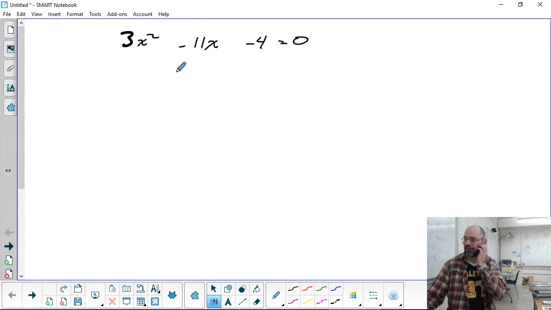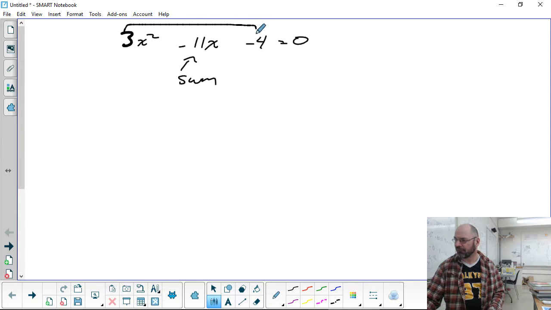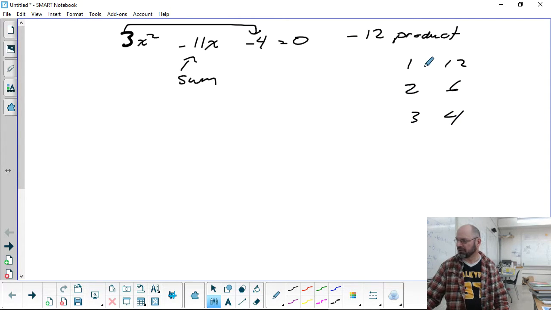Okay, so when we're factoring this, this is our sum number that we're going to be splitting into 2 pieces. And then 3 times -4, that's -12. That's called our product number. So that's where we get our factors from. So 1 and 12, 2 and 6, 3 and 4. And then we choose the 2 numbers that are going to sum to this and we decompose them. So in this case, we can see that we're going to have to take a -12 and a +1. It doesn't matter what order you write them in.